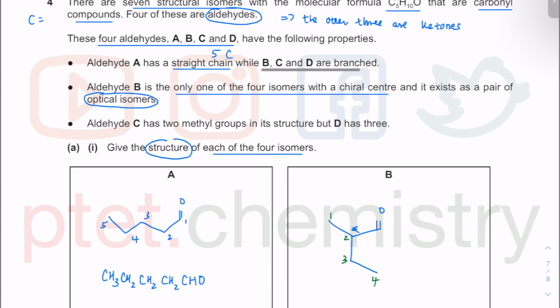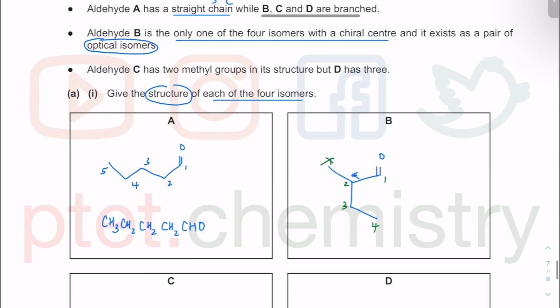So this cannot be 1. So I have to do 1. And it so happened that 1, 2, 3, 4, that is the longest chain carbon, because 1, 2, 3 versus 1, 2, 3, 4. The 4 carbons are the longest chain carbons. So this is what you call butanal.